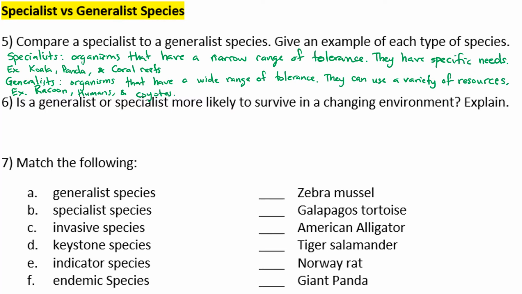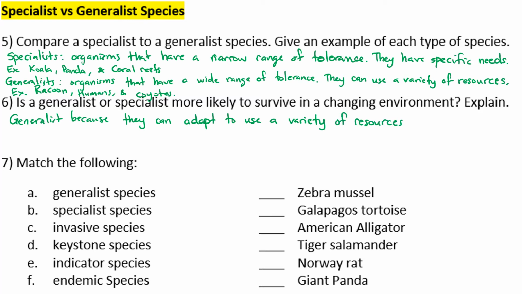Number 6, is a generalist or specialist more likely to survive in a changing environment? Explain. That would be the generalist, of course, because they can adapt to use a variety of resources and live in a wide range of habitats.